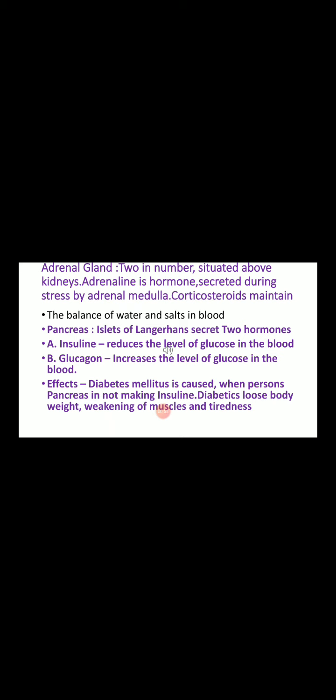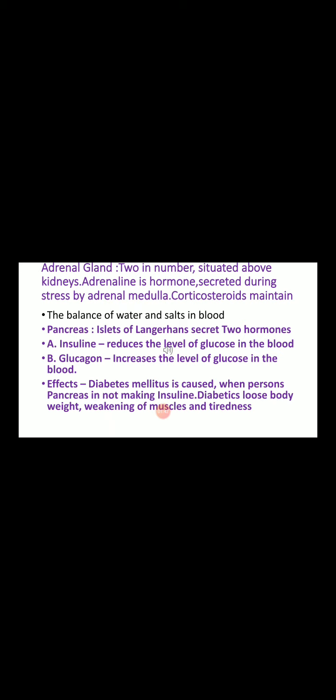First, endocrine glands, and from that, adrenal gland. Adrenal gland are two in number. They are situated at the top of kidneys. Adrenal gland produce two hormones, adrenaline and corticosteroids. Adrenaline is the hormone secreted during the stress situation, that is also called fight or flight situation, and it is secreted by the adrenal medulla. The second hormone is corticosteroids that maintain the balance of water and salt in the blood.